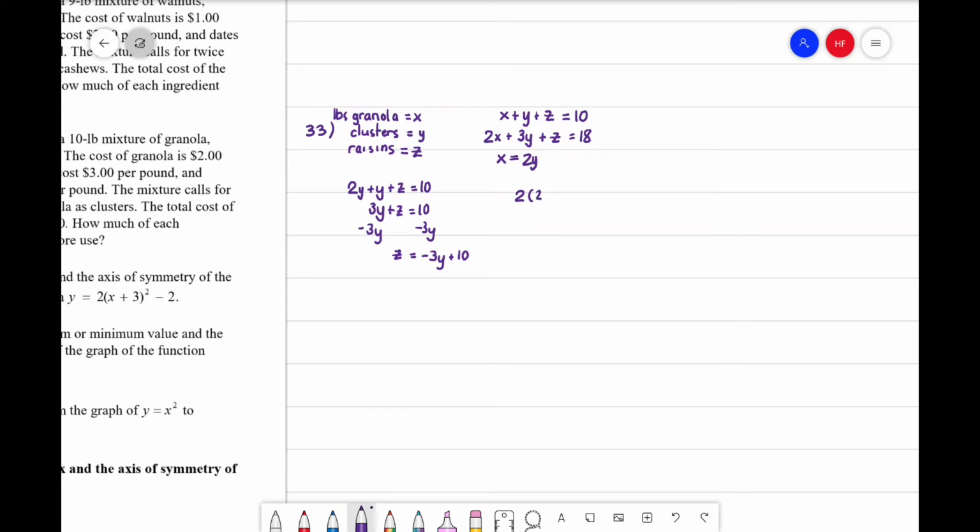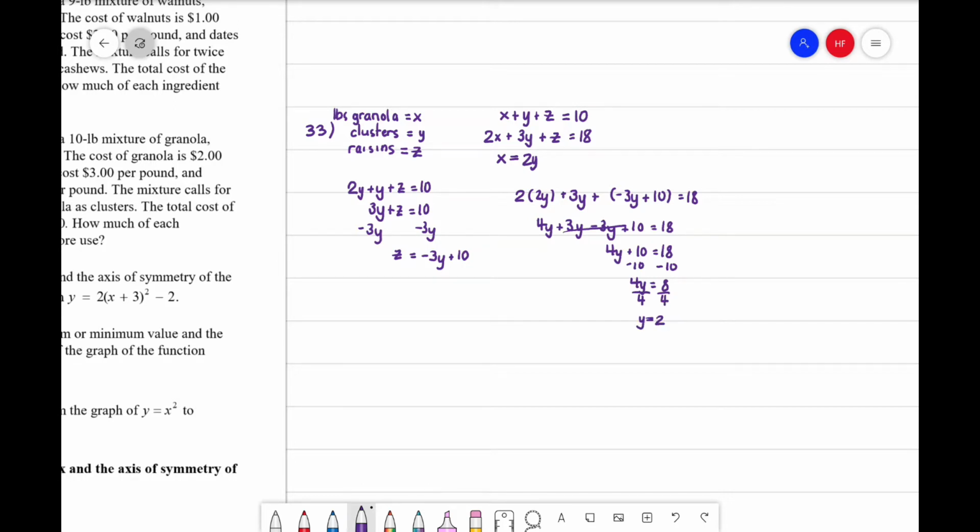So 2 times 2Y, 2 times my X, plus 3Y, plus Z, which is negative 3Y plus 10, equals 18. 2 times 2Y is 4Y, plus 3Y, minus 3Y, plus 10, equals 18. And these two cancel, so I get 4Y plus 10 equals 18. Move the 10 over. 4Y equals 8. Divide by 4. And Y equals 2.